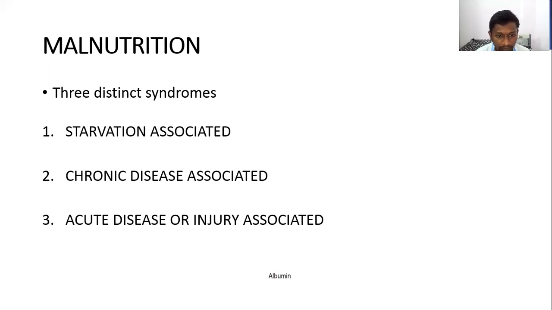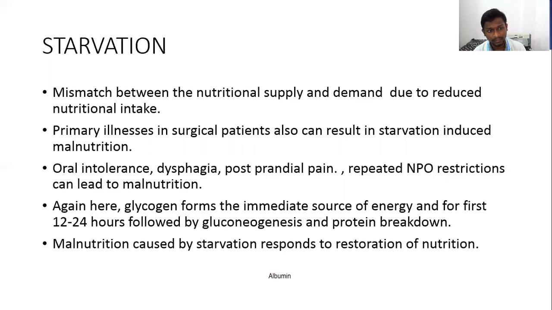First, if we go to starvation associated, what would starvation be? Starvation is a mismatch between the supply and the demand to the patient. If he has to receive 100 kilocalories of energy, but the energy he receives is lesser than 100 kilocalories, then there would be mobilization of all the resources he has stored all this while for energy production. So he will become thinner. That is what starvation is. There is a mismatch between the supply and the demand.